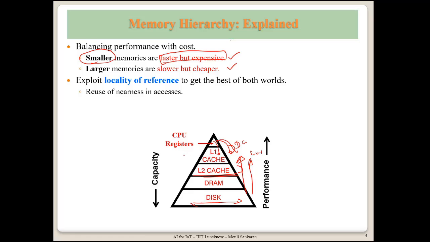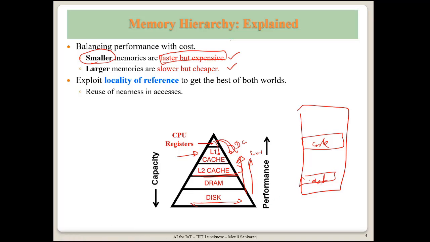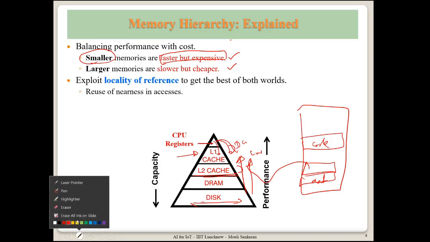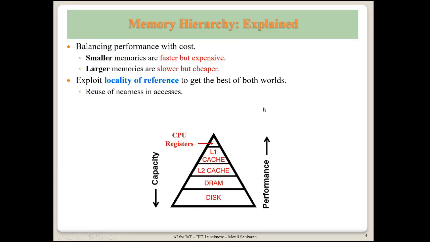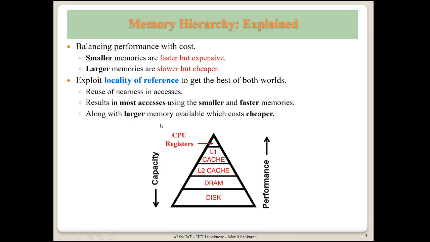At the same time, the limitation of having very little space is taken care of, because we don't need the complete program to run. We need a small portion of the program code and a small portion of the data at a time, so whenever we need another set of data we can bring it into memory and start executing. That's how page faults and paging were developed, based on this concept of programs. Software and hardware work hand in hand, and one takes advantage of the other. This results in most accesses using smaller and faster memories, along with larger memory available which costs less.